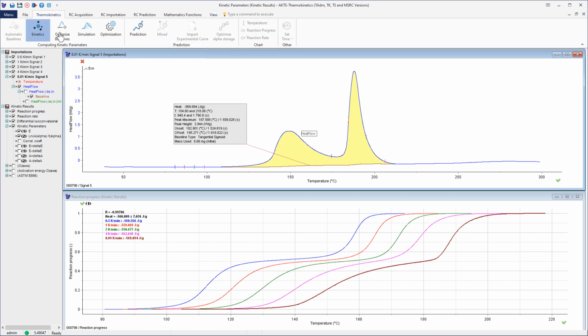Optionally, the user can try to improve and optimize the construction of the baselines by using the corresponding baseline optimization tool. Automatic baseline optimization slightly changes the tangents at the left and right limits for the signals recorded at all heating rates. This improves criterion 1, R value, by achieving a value closer to -1. If the R value after manual adjustment is already close to -1, the user can skip this option.